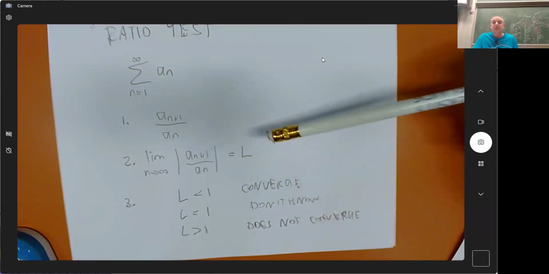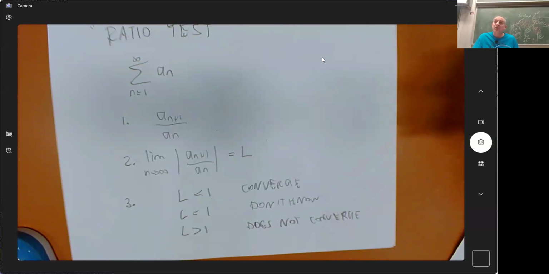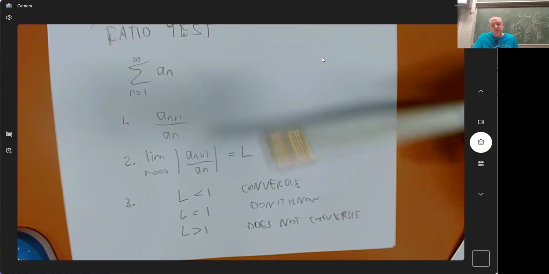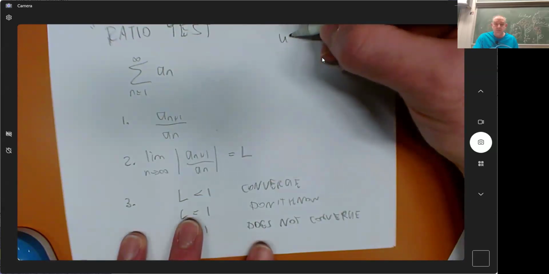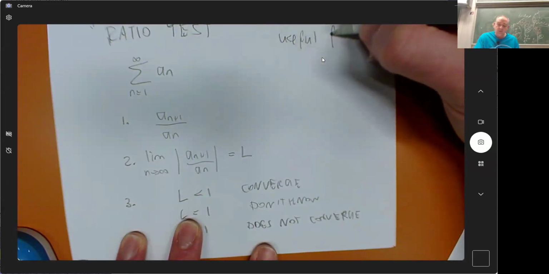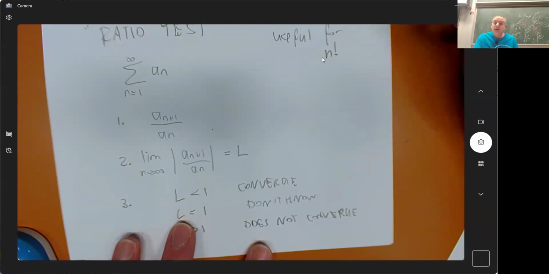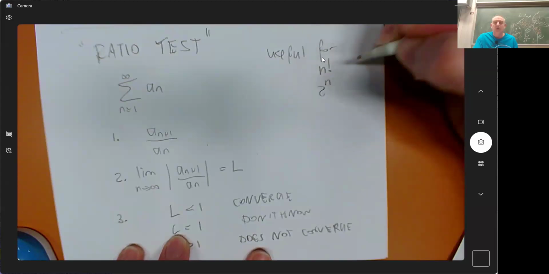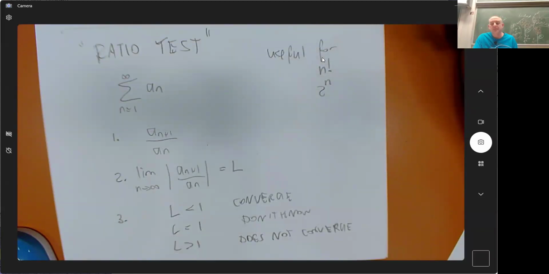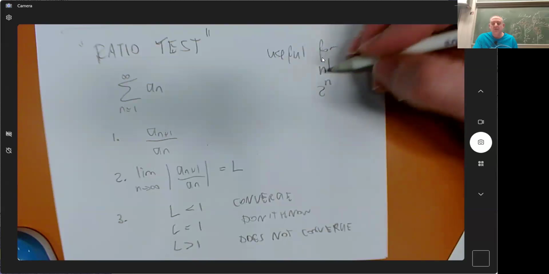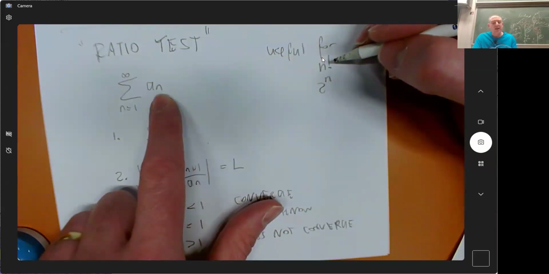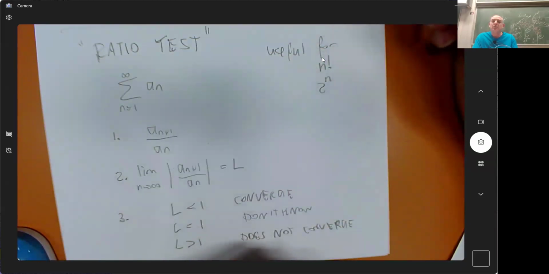The ratio test is the most powerful one. It will work for anything. Well, I mean, it might still be really hard, but it's very useful for things that have a factorial in them, and things that have a power in them. So if you have those in your expression for A_n, then the ratio test will be really useful.